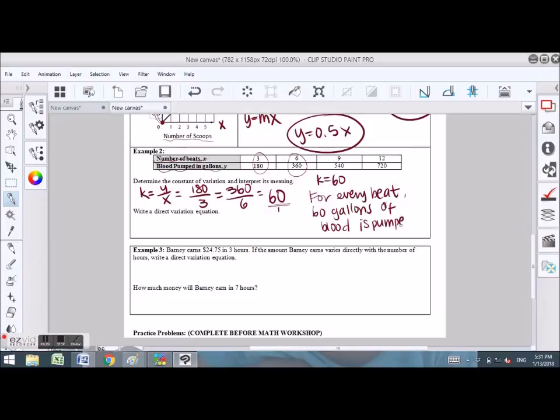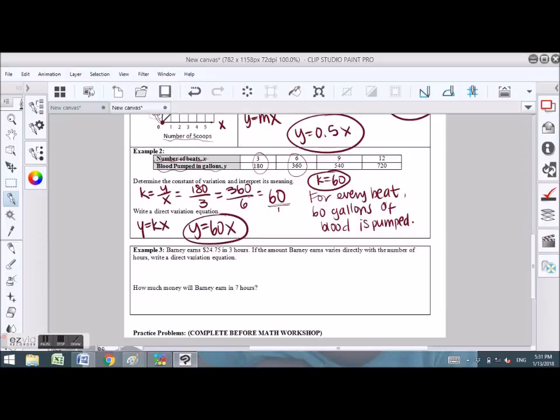So for every 1 beat, there's 60 gallons of blood pumped. For 3 beats, 180 gallons. For 6 beats, 360 gallons, so on and so forth. We write a direct variation equation. y equals kx. y equals 60x.